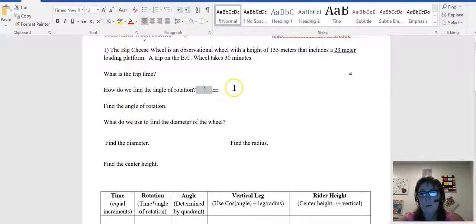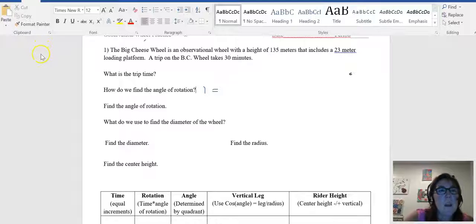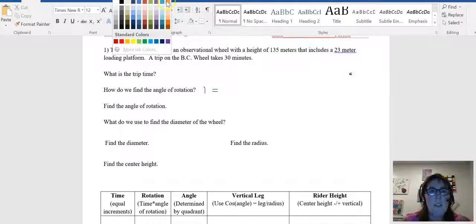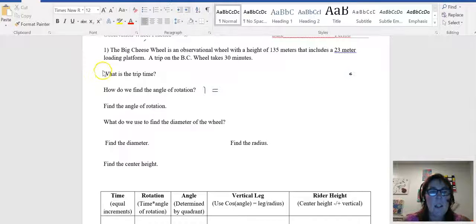All right. Before we go any further, I want to go over this Ferris wheel problem with you. So I have the big cheese Ferris wheel, and the first thing I want to do is this is a really good way to break down all of the different things that you need in order to be successful in calculating your Ferris wheel problem.